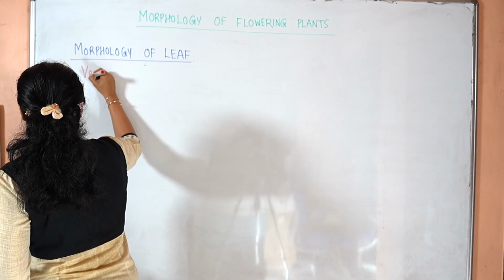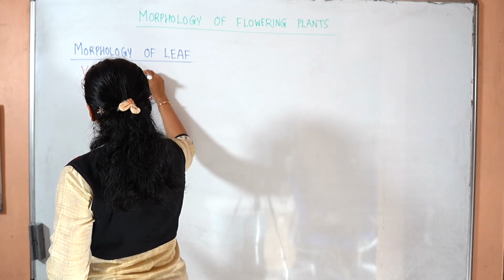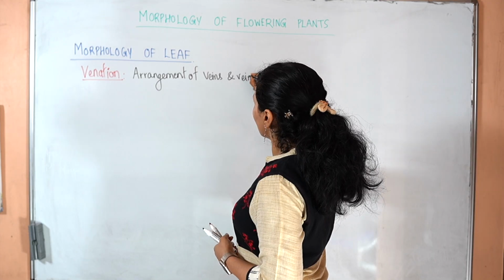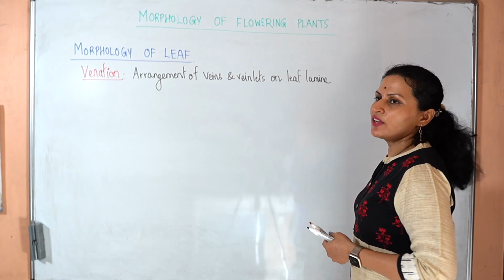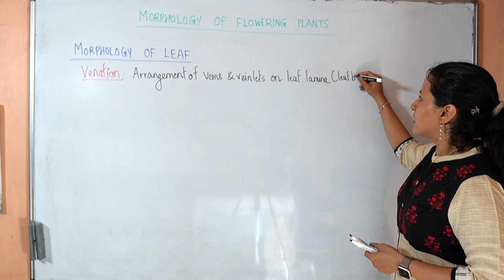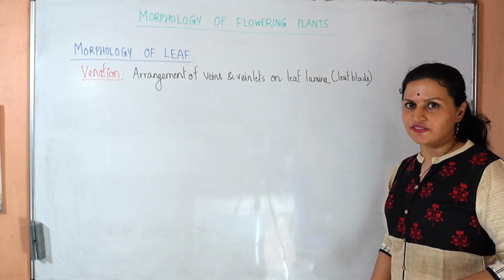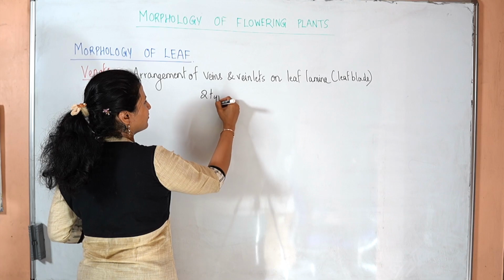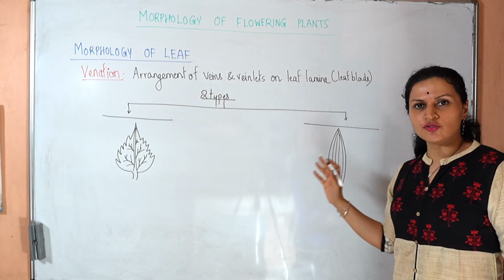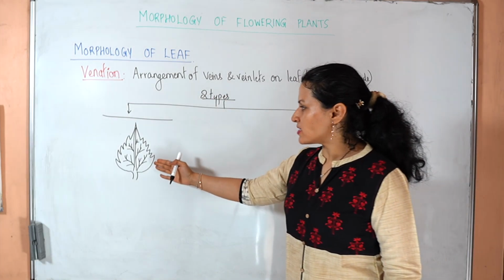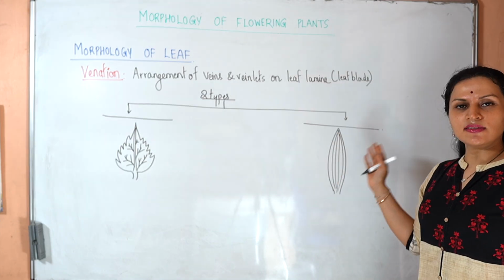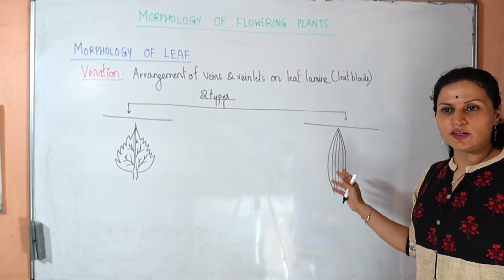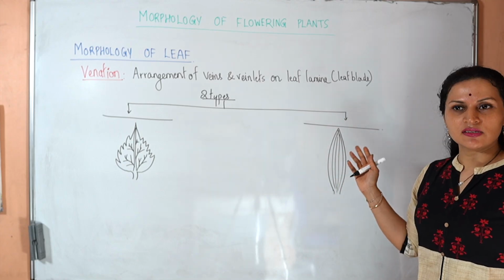Venation of leaves. Venation: arrangement of veins and veinlets on leaf lamina. What is the leaf lamina also called? Leaf blade. Leaf blade is different from the leaf base and it is of two different types. So here I have shown you two different leaves. This one also has venation on it, arrangement of veins and veinlets onto the leaf lamina, and in this leaf as well you see there is an arrangement of the veins, but the arrangement seems to be different.